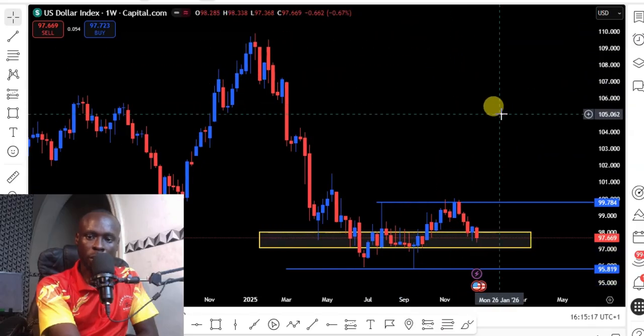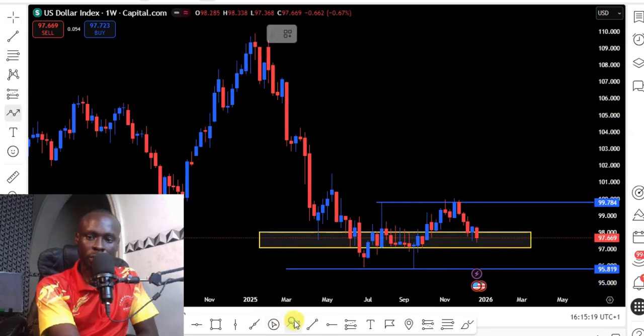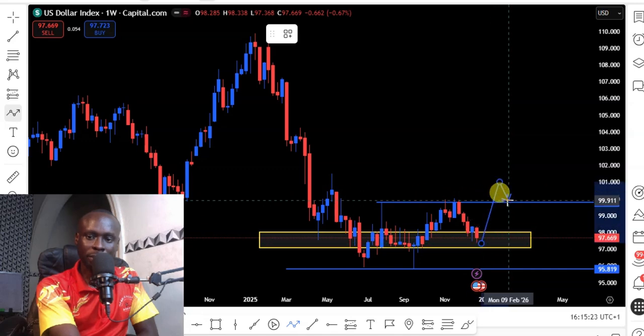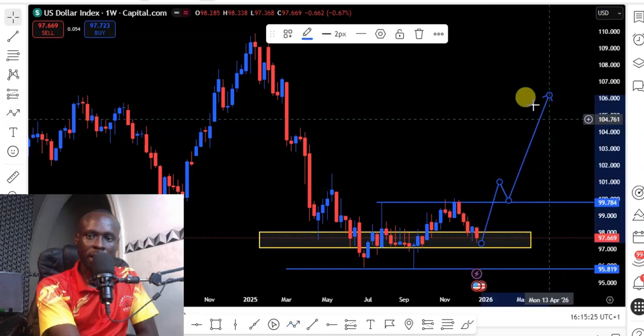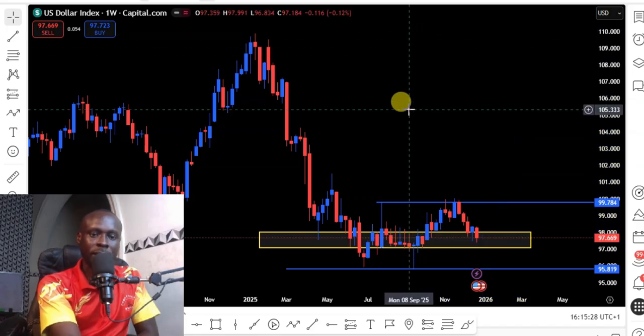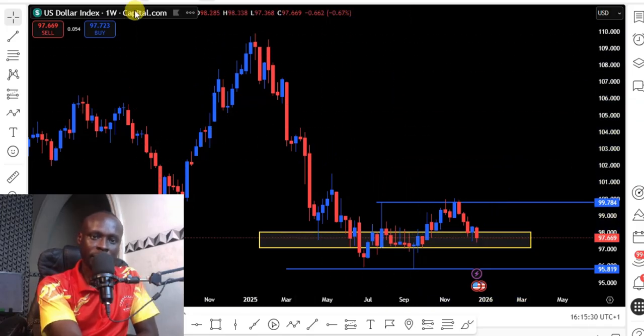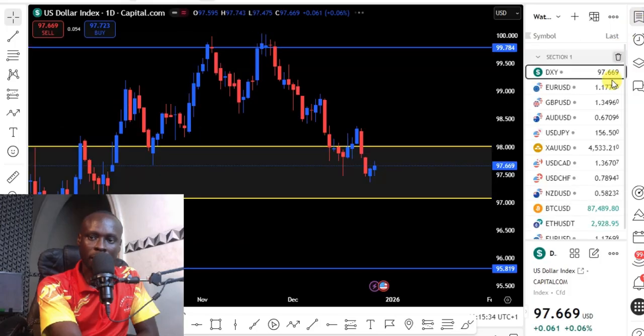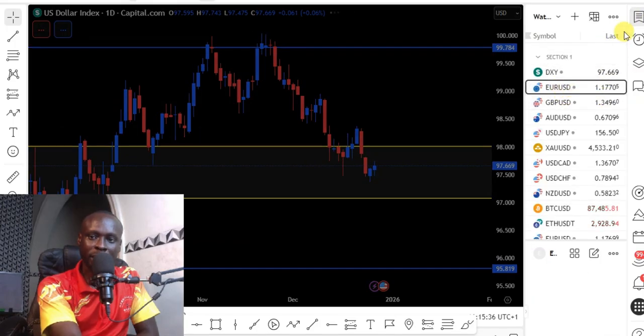So on the weekly now, we also need a clear direction for price to continue to push higher, which is we expect price to break this high, then we expect a retest before we see further buys for the dollar index. So our scenario for the dollar index still remains sideways, no clear direction yet for the dollar index. So let's look at our next pair, which is the EURUSD.